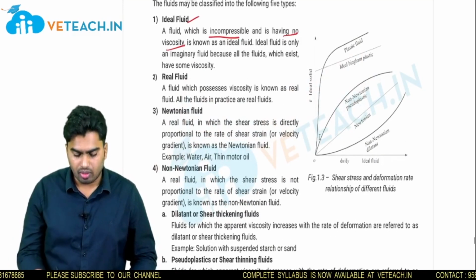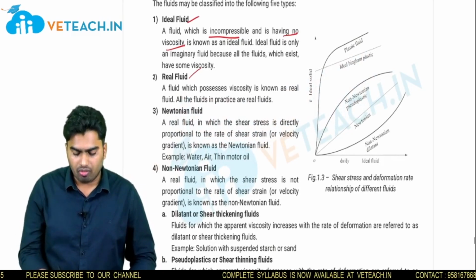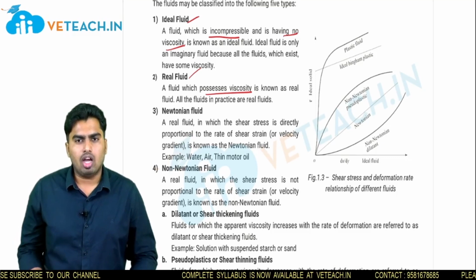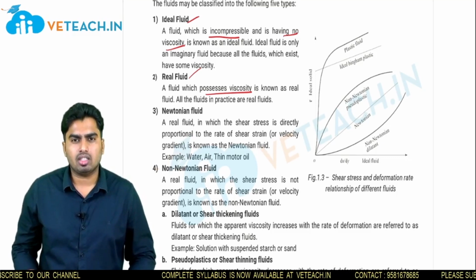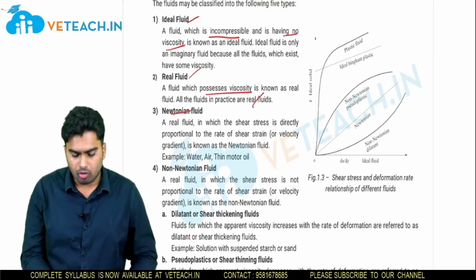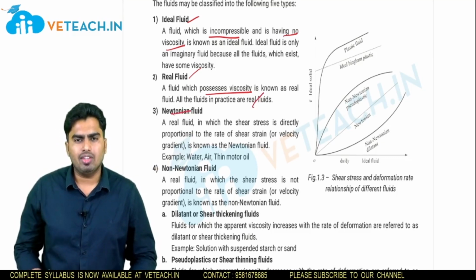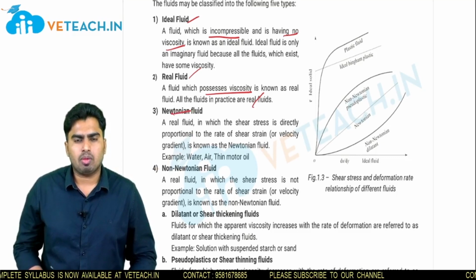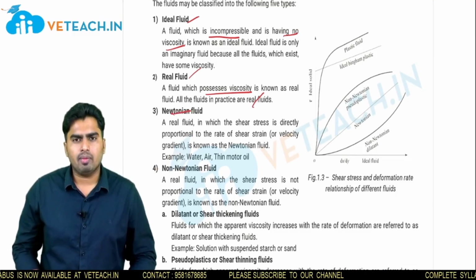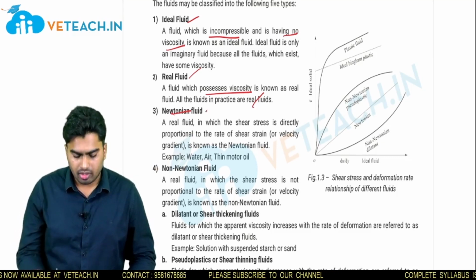Next is the real fluid. What is a real fluid? A fluid which possesses some viscosity is known as a real fluid. All the fluids existing in nature are real fluids only. Next, Newtonian fluid. A Newtonian fluid is a real fluid which obeys the law that the shear stress is proportional to the shear strain. A fluid that obeys that law is known as a Newtonian fluid.